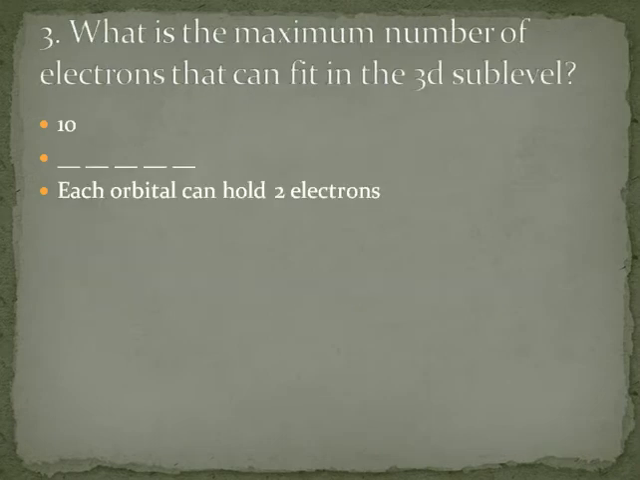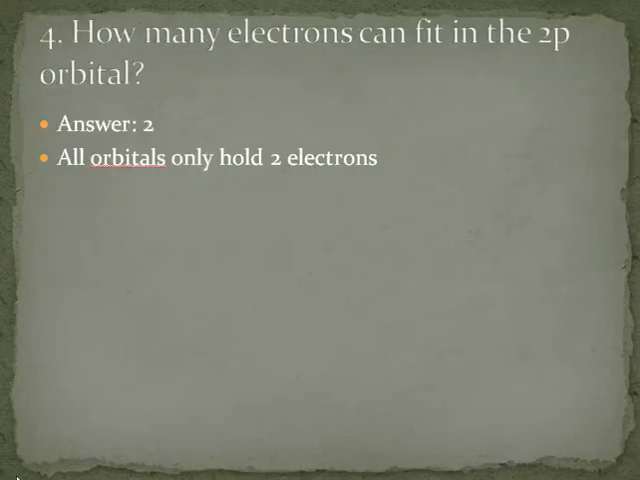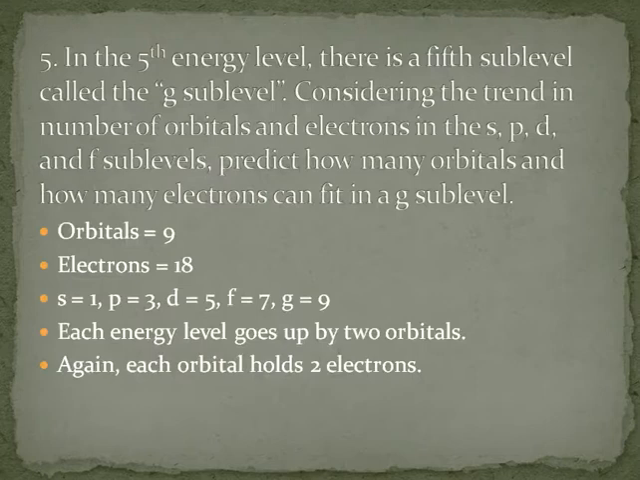Question 3 says, what is the maximum number of electrons that can fit in the 3D sublevel? The answer is 10, because there are 5 orbitals, and each orbital can hold 2 electrons. Question 4 states, how many electrons can fit in the 2p orbital? The answer is 2, because all orbitals can only hold 2 electrons.